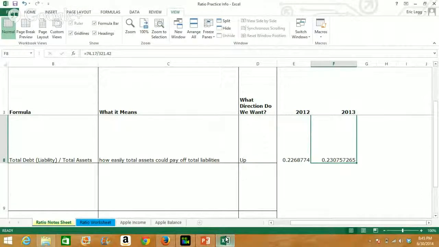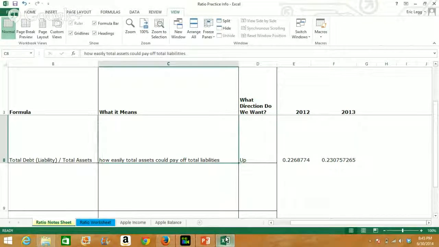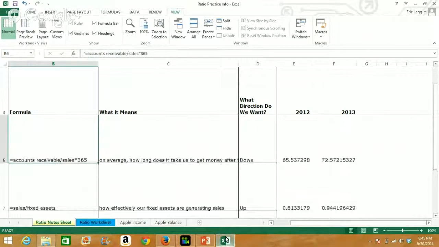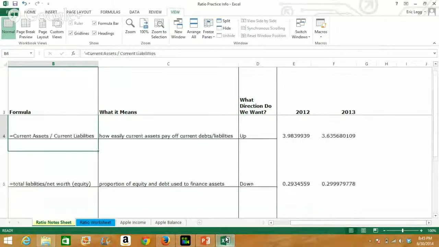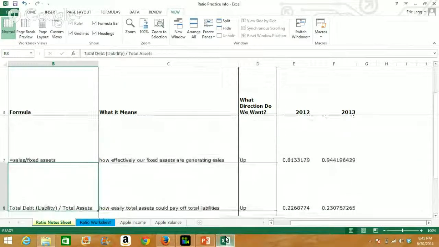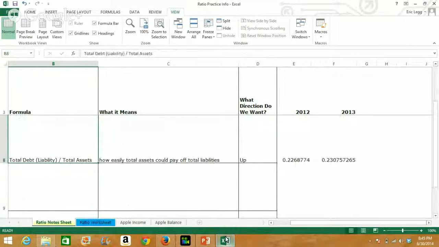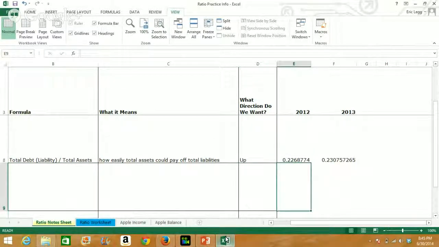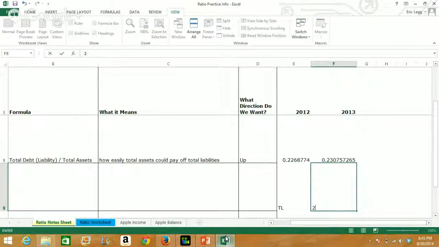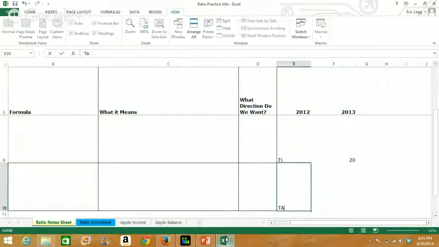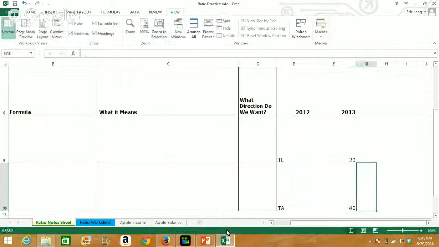Now, you may notice that we switched the order. Total debt over total assets, where this is assets over liabilities. So we've actually reversed that order, which is another unfortunate thing about ratios that often happens. So again, let's just use our example of making up numbers. Call it total liabilities. We'll say it's 20. Total assets, we'll say, is 40. So that will give us a ratio of 0.5, right in half.